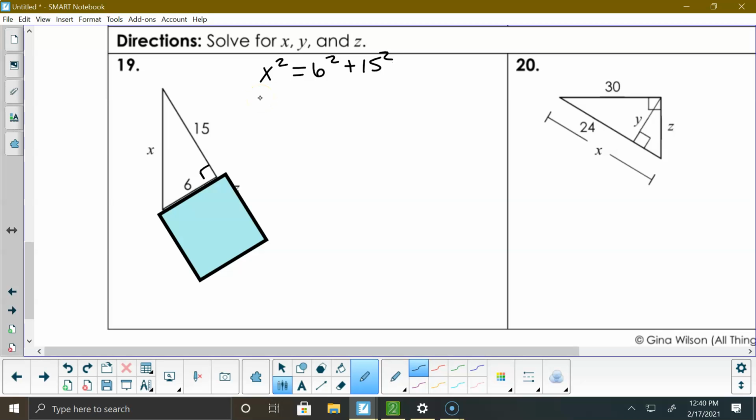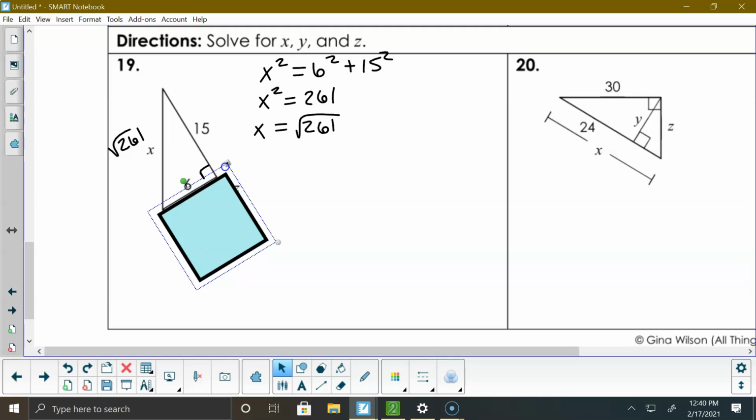261. And that's just an ugly square root. Okay? So x squared equals 261. So we're just going to say x is the square root of 261. Because it's ugly and I don't want to deal with it, just leave it in its ugly state.